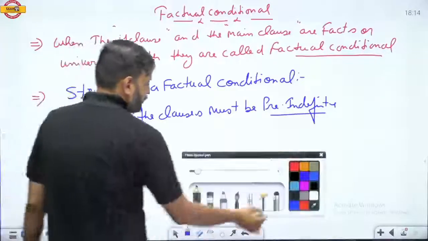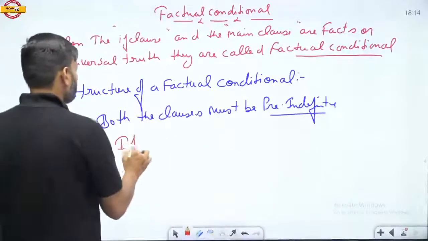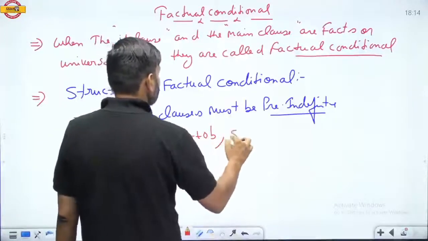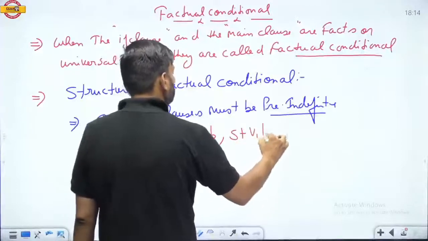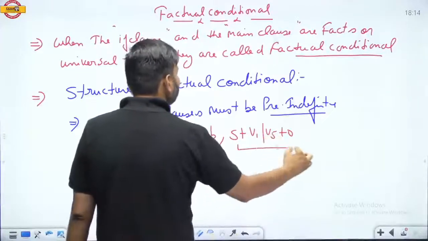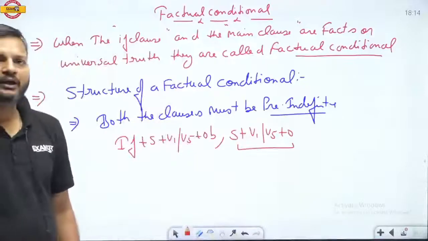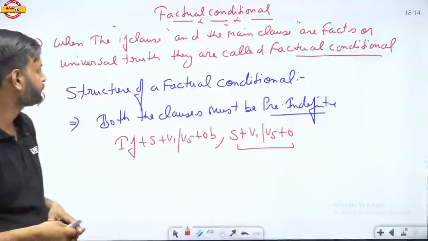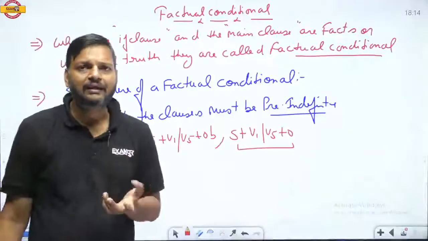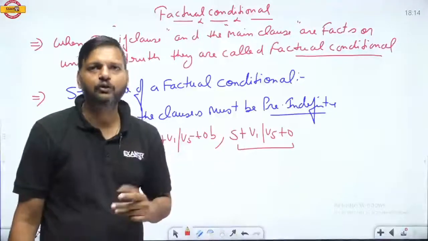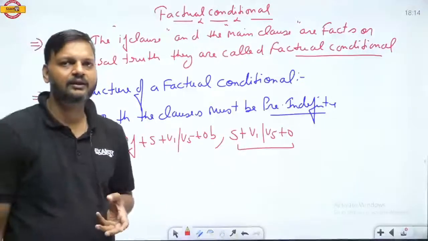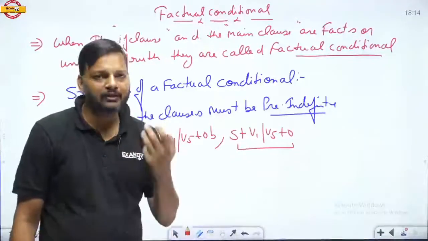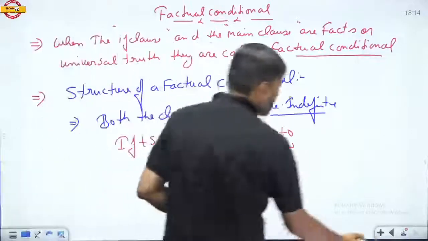Okay, and if I elaborate it, if plus subject plus first form or fifth form, this is present indefinite, and the main clause should also be in present indefinite tense. It can be negative, it can be interrogative, it can be positive, but it should be in present indefinite tense. Now, how to see whether a sentence is factual or not? The simple answer is, if there is a fact or universal truth in a sentence, it is a factual conditional and it must be in present indefinite tense. Let's see one example.